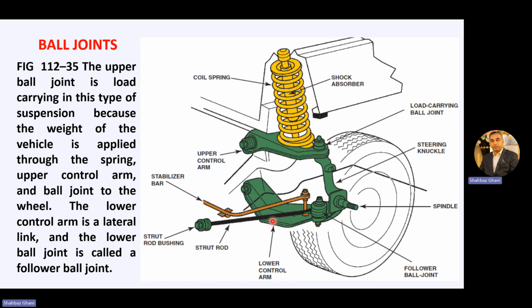This is lower control arm and a few other assemblies. This is the strut rod along with strut rod bushing, and we have a stabilization bar also which is attached to the lower control arm in this mode. Okay, so here the coil spring assembly is on the upper control arm, which is carrying the load. So the upper ball joint is the load carrying ball joint and lower one is the follower ball joint, non-load carrying.